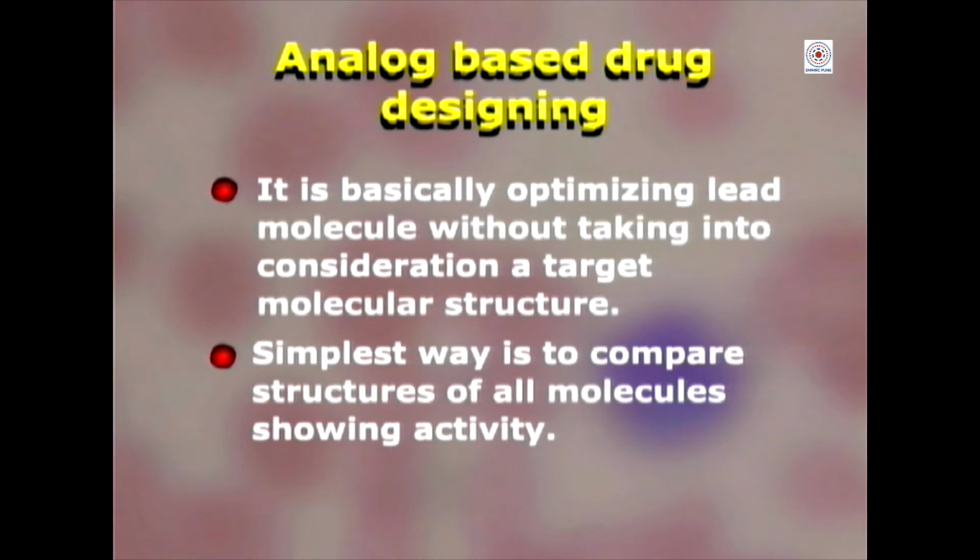Thus, all the drug designing methods fall into two classes, if we leave aside just QSAR, old QSAR. First is called analog based drug designing method. This does not depend upon the knowledge of the target molecule or its structure, and it basically optimizes a lead molecule by consideration of its physicochemical properties and topology. One of the most popular methods in this class is pharmacophore search.